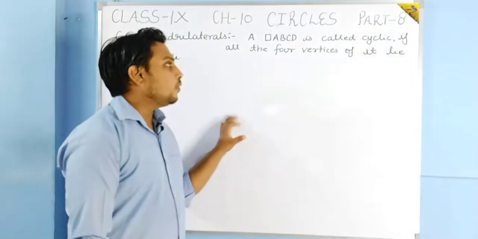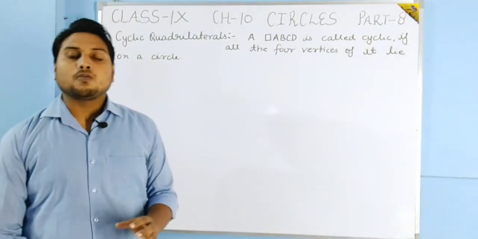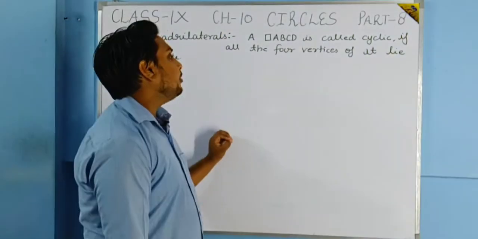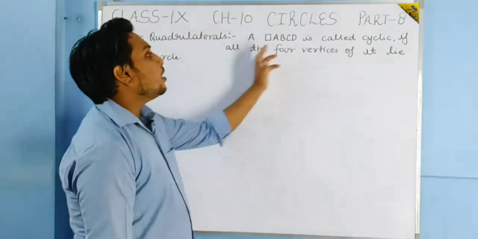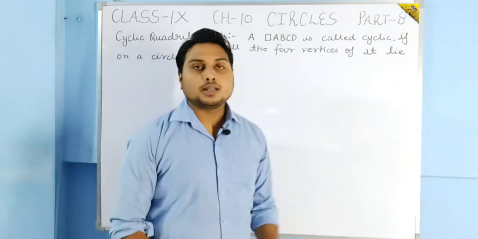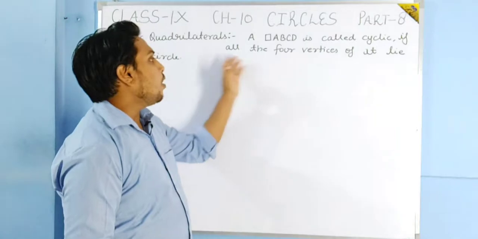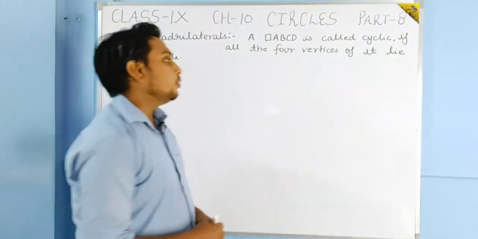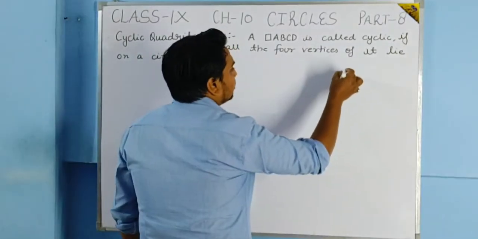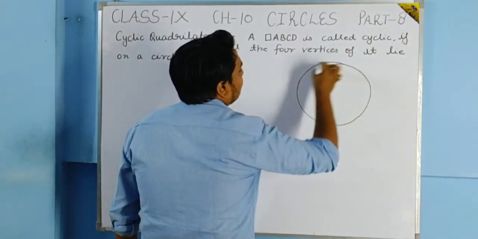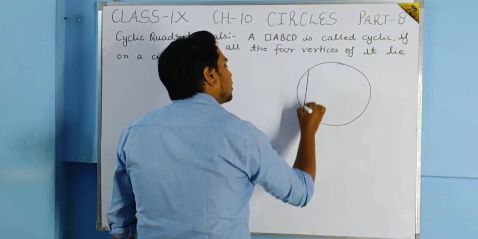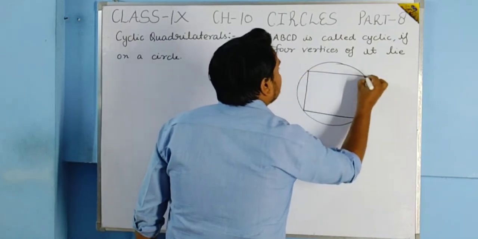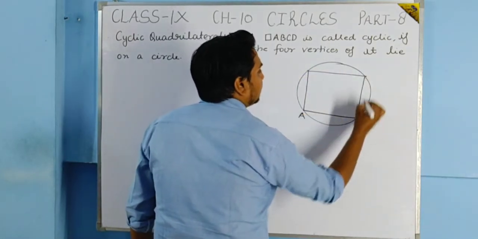Okay, so what is the definition? What is a cyclic quadrilateral? How can we define a cyclic quadrilateral? We can give the definition that a quadrilateral ABCD is called cyclic if all the four vertices of it lie on a circle. Okay, suppose here is a quadrilateral ABCD. This is the quadrilateral ABCD.